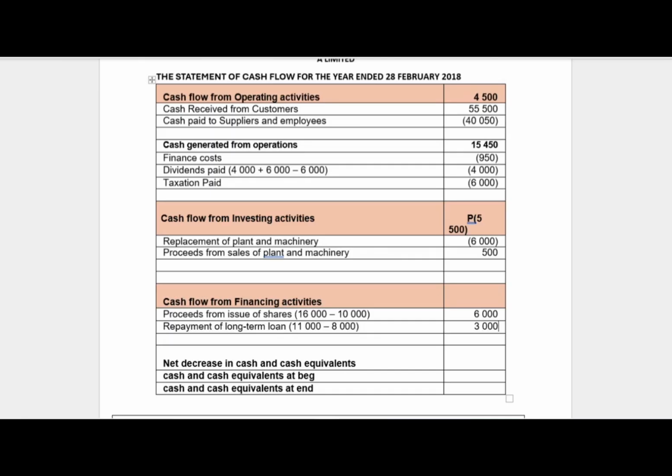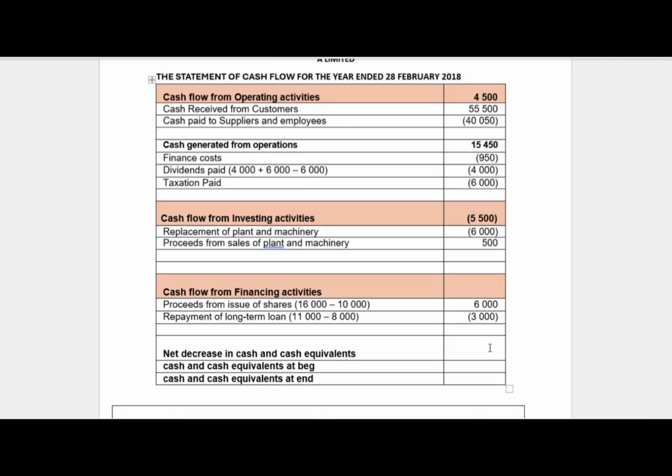All right, so that is your financing activities. There is no other information about financing activities. Close brackets, because when you make a payment to the loan, it's a money outflow. And then you're going to say 6,000 minus 3,000. You're going to get an inflow of 3,000 right there on the cash flow from financing activities. 3,000. All right, fine. Now we need to check this one. I'm not going to say it's a net decrease or increase. We'll check if it's just a net.